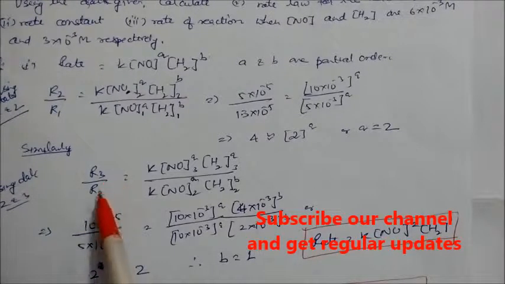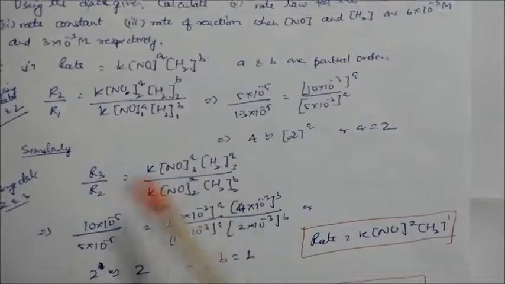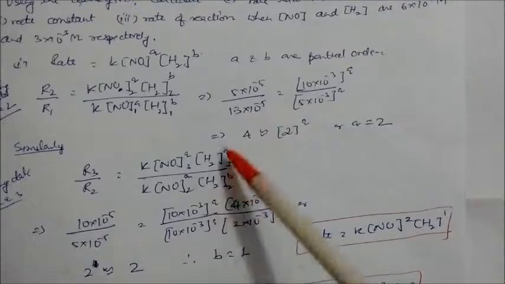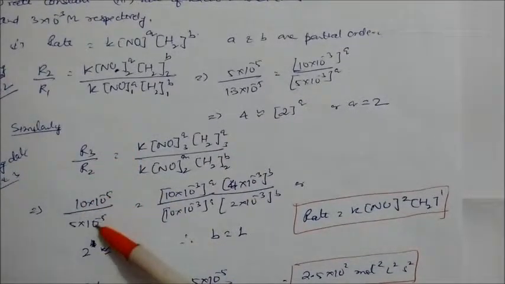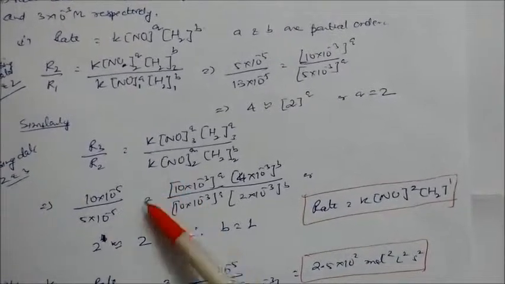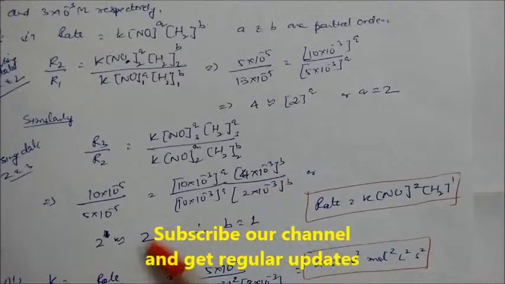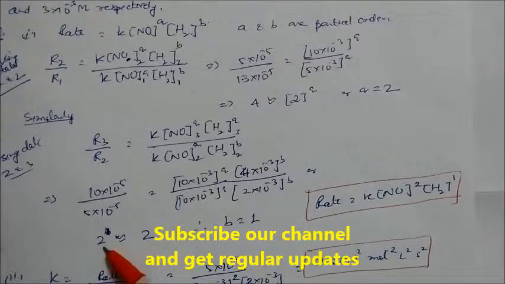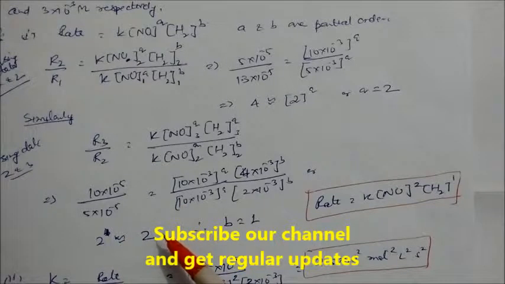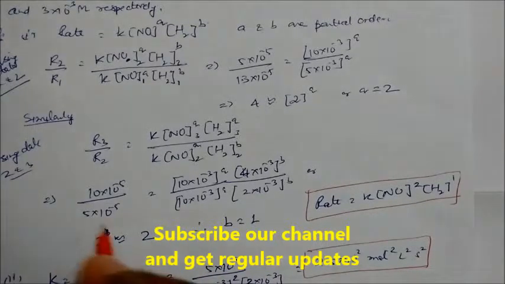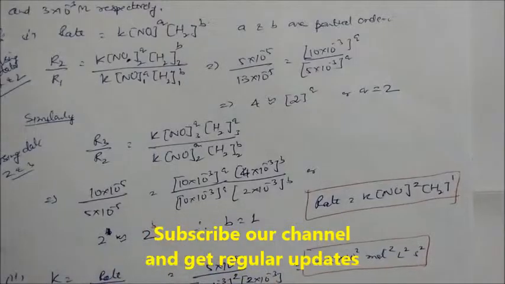Similarly, if you do R3 by R2, in this case again the concentration of NO is equal, so only the H2 concentration will be different. So R3 by R2 will be this much value, and by cancelling, you will get this by this equal to nothing but the power b. 2 to the power 1 equal to 2 to the power 1. So this is nothing but b. So b is equal to 1.